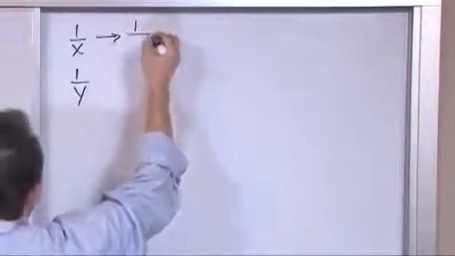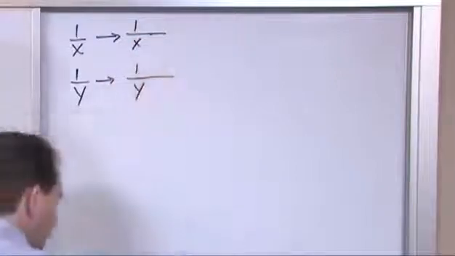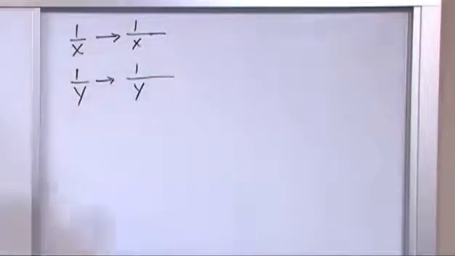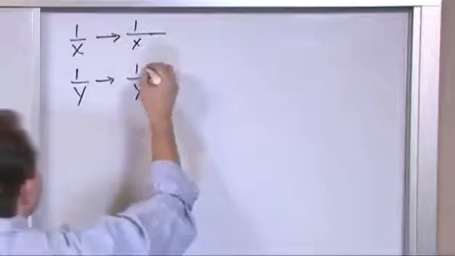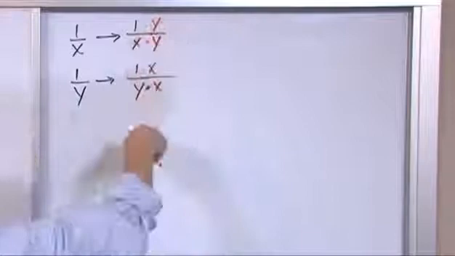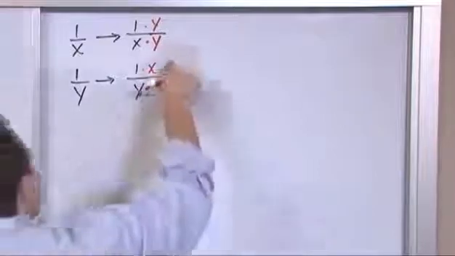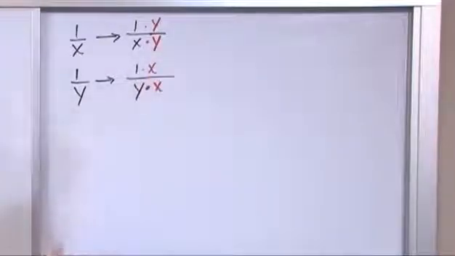So if I take 1 over x, let me rewrite my fractions. What common denominator can I pick? Well, if I take this denominator and multiply by x, if I take this one and multiply by y, I can multiply these fractions by anything I want, even letters, even variables, as long as I do it to the top and the bottom and make them match, because then I haven't changed anything.